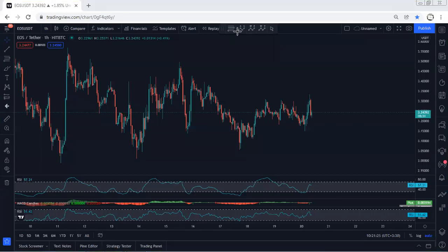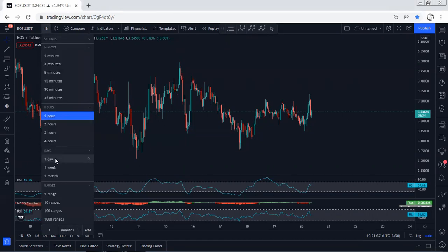EOS, we start with 1 hour chart. I want to give a quick update. Right now, we are within this correction. We want to see how we can look for trade because we're looking for buy. By the way, the way it's moving is really quite corrective.